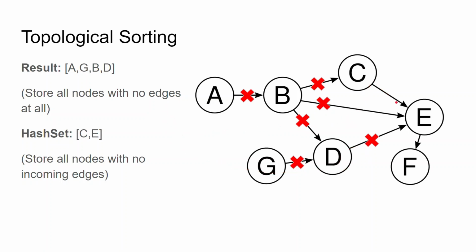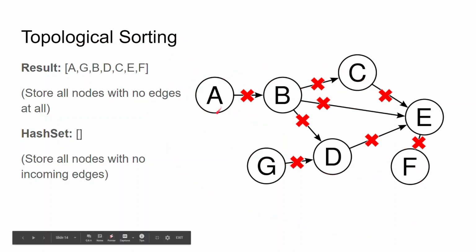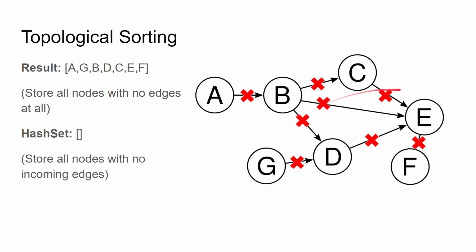And then C, E, so now we deal with C. C has a connection with E, now we remove the connection on C. And now we have E. E has a connection with F, then we just remove that connection, all the connections that E has. And then we know that there's F. So F has no connections, right? So we basically remove all the connections that F has. Then we're going to add F onto the result list and remove that element off of the hash set. So basically, this is how we use topological sorting to perform sorting on an acyclic graph, right?